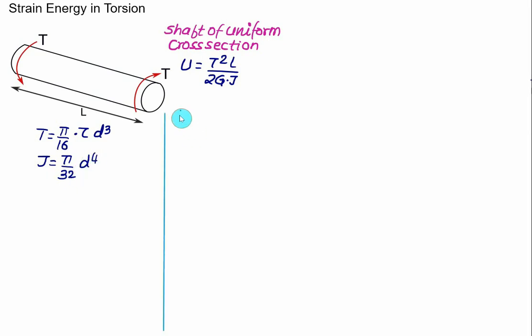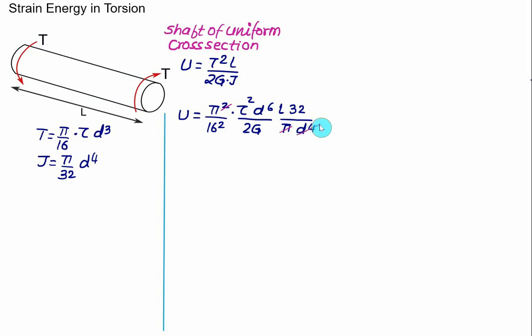So we have strain energy U in the case of torsion equal to T square. T square is the same as pi square divided by 16 square multiplied by tau square multiplied by d cube square, that will be d to the power 6, divided by 2 times G multiplied by length L, and divided by the polar moment of inertia, which is pi by 32 d to the power 4, and the 32 will shift to the numerator. So in this case one of the pi will be cancelled. This is d to the power 6 and d to the power 4.